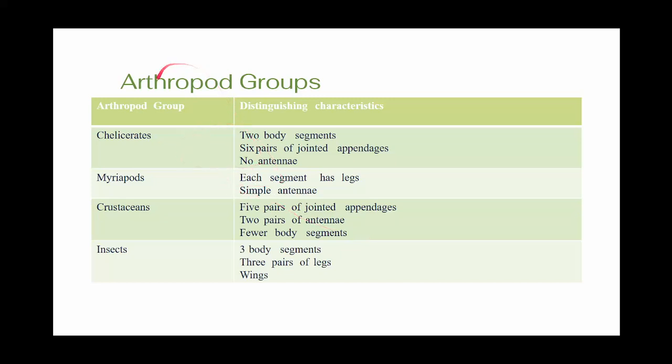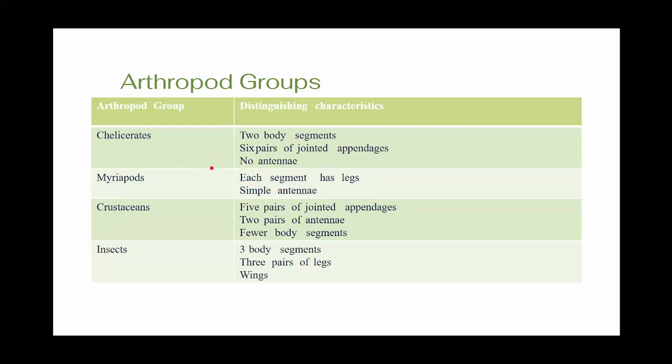Arthropod, because it has so much, was further separated into 4 different groups. Chelicerates, which have 2 body segments and 6 pairs of joint appendages. Myriapods, they have... wait, hold up. Yeah, each segment has a leg.